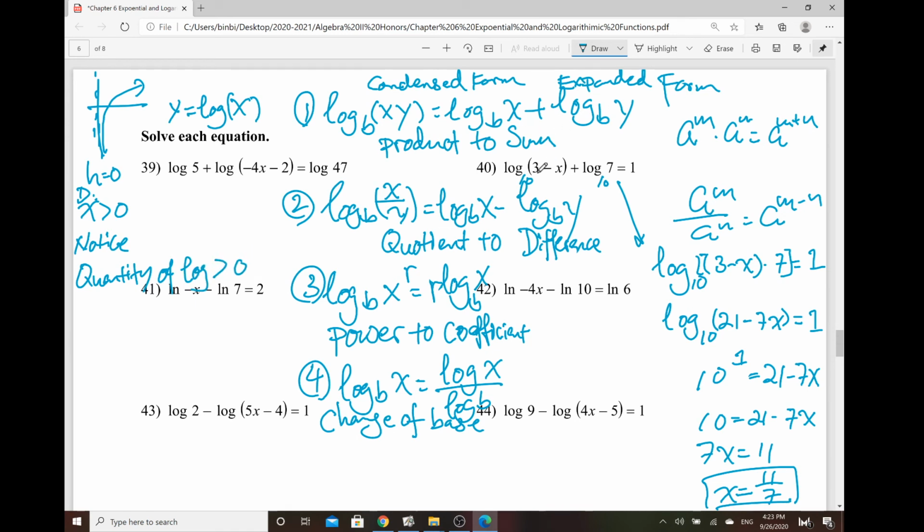So this one here, 3 minus 11 over 7, is that greater than 0? It is, right? Because 21 over 7 minus 11 over 7, that's what? 10 over 7. So it's still positive, which is good. So 11 over 7 would be the valid solution. Again, whatever number we have, we need to plug that into the quantity, and we need to satisfy the domain, it's greater than 0. Otherwise, it won't be a solution. It would be an invalid solution.